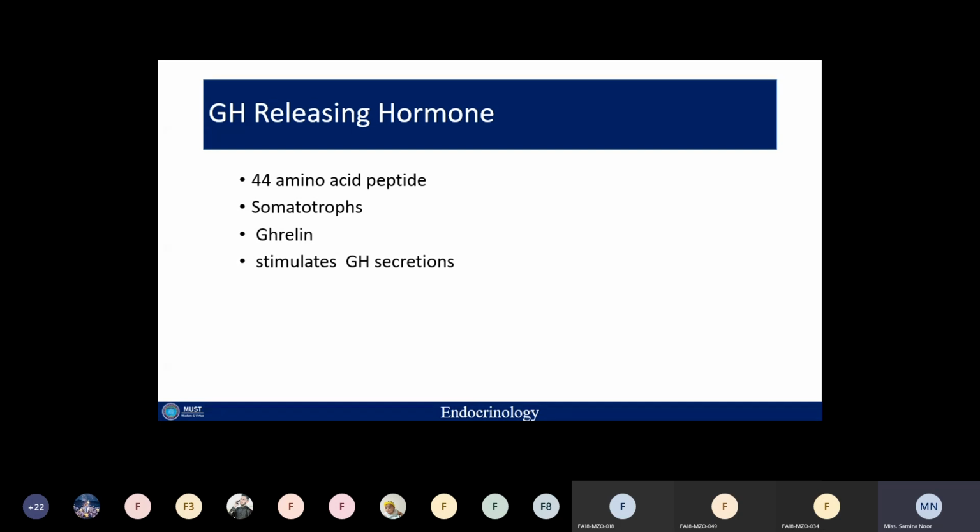As both ghrelin and growth hormone releasing hormone are protein in nature, their receptors are also present at the plasma membranes of the somatotrophs.